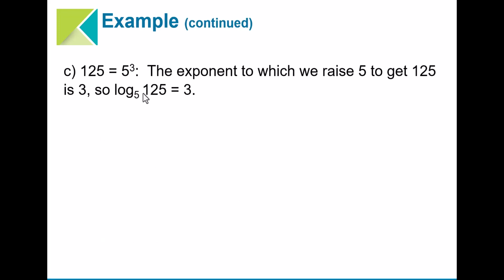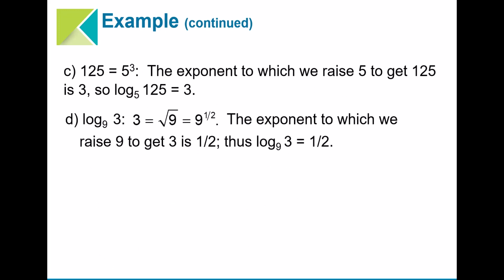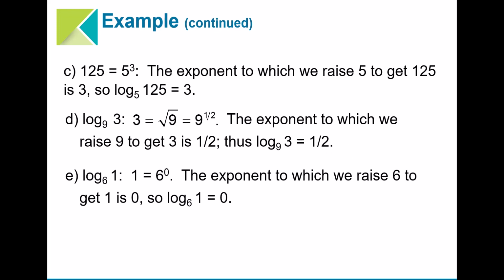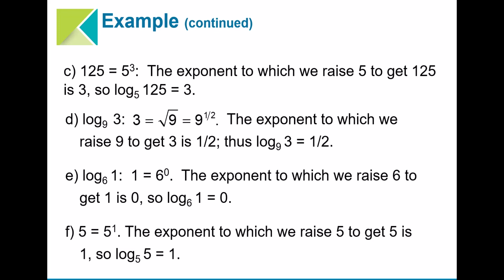Looking at log base 5 of 125, 5 raised to the third power would give me 125. Looking at log base 9 of 3, 9 raised to what power? This would be 1/2, because that would be the square root. Then log base 6 of 1: 6 raised to what would give you 1? That would be 0. And finally, 5 equals 5 to the first power, so log base 5 of 5 is 1.